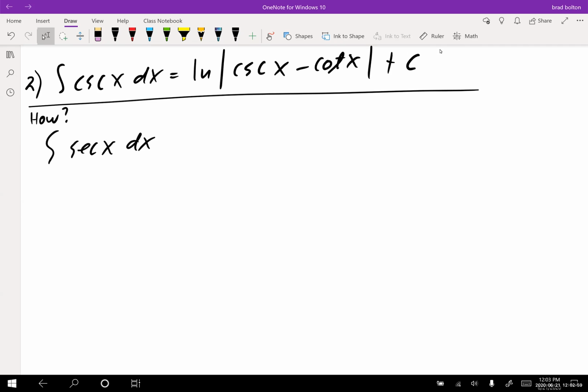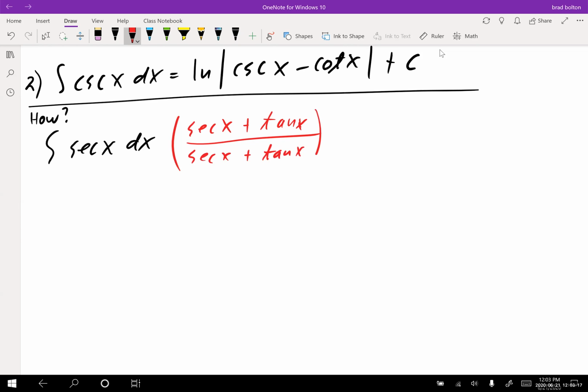So let's suppose that we have the integral of secant x dx. What I'm going to do is something that we learned in a previous section. I'm going to multiply by a special 1, and I'm going to multiply by secant x plus tan x divided by secant x plus tan x, okay? And if you're sitting there thinking, well, how are you supposed to know to do that? Honestly, when I first took this class many, many years ago, I didn't know that that would work on this problem. So these are things you develop over time.